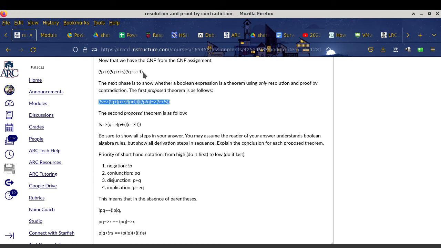If you can get to 0, that means the proposed theorem is indeed a theorem. If you basically do every single thing possible and you still cannot get to the 0, that means it is not a theorem. Is that okay? So that's what you guys need to do, you have a week to work on this one.